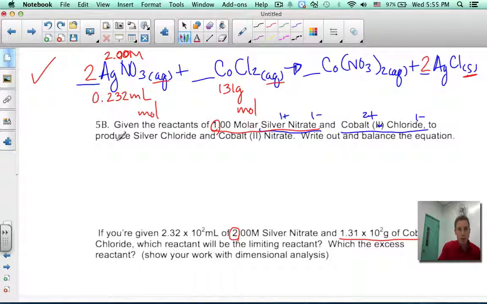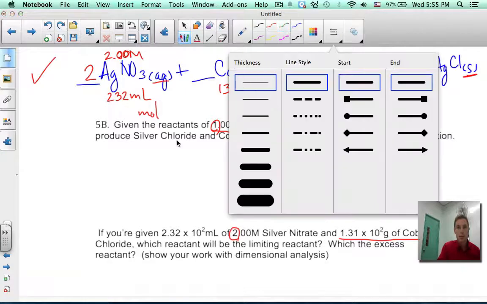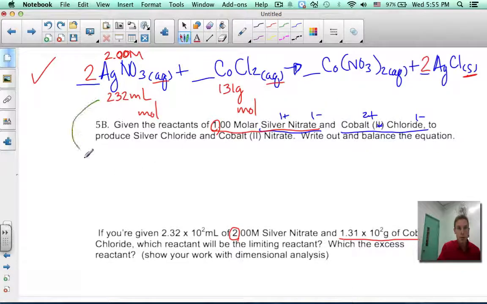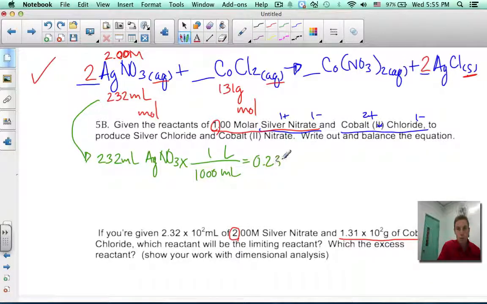I'm going to convert this. Excuse me, it is not 0.232 milliliters. It is 232 milliliters. I'm going to convert that into liters. So I take this 232 milliliters right here, and I say, well, if I have 232 milliliters of silver nitrate, then I convert this into liters. If I have 1,000 milliliters and if I have 1 liter, then I will get 0.232 liters of silver nitrate.